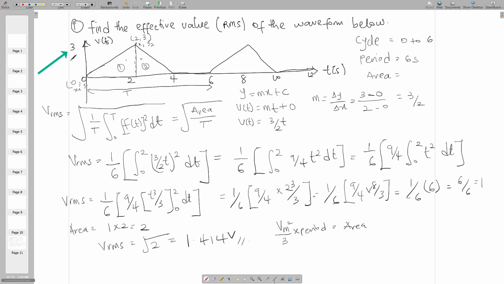So this one will be 3 squared on 3 times the period, that is 2. And this should give us 9 on 3 times 2, which is 18 on 3. But this is just the area for one. So if I want both, I should multiply this by 2 and divide by the period of the cycle, that is 6, and take the square roots, and this should still give me 1.414 volts.